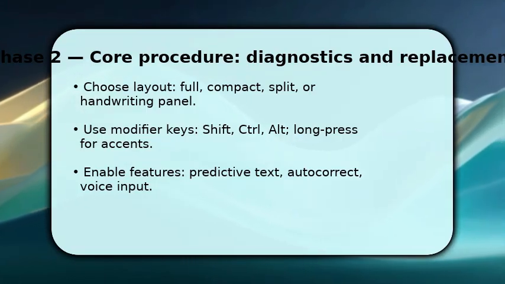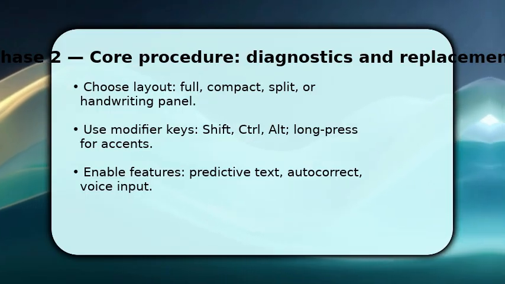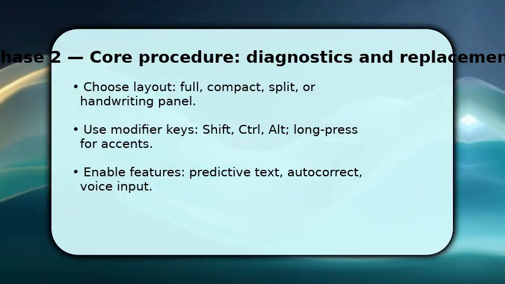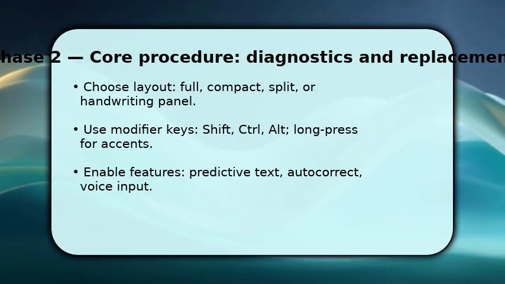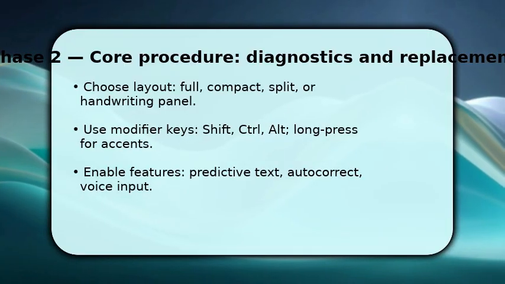Select the layout that fits your workflow, full for numbers, compact for one-hand use, or split for tablets. Once a layout is chosen, learn modifier key behavior. Tap Shift for one capital, double tap for caps lock, press and hold letters for accents.